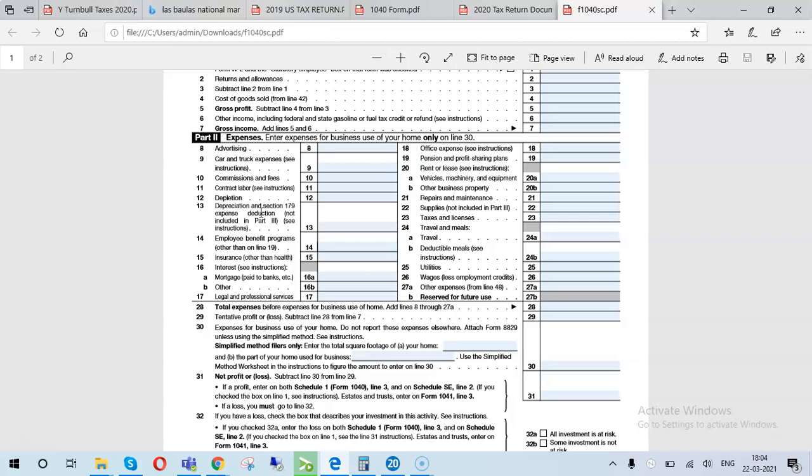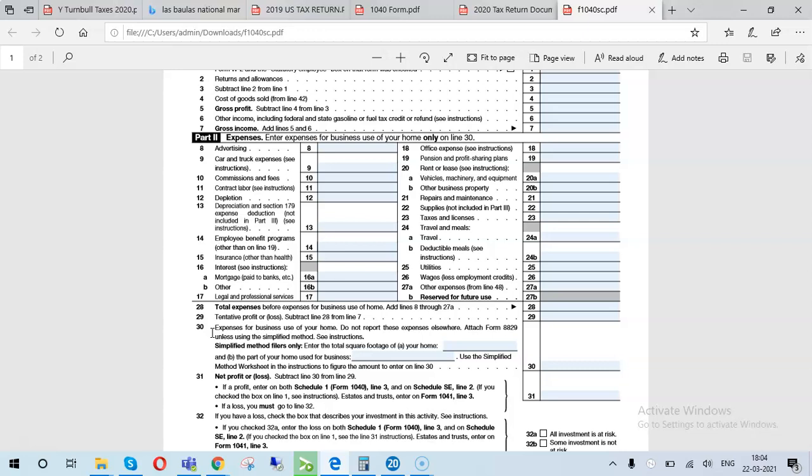Also line 30, expenses for business use of your home. Many sole proprietors operate their business out of their home. In this case, you can qualify for the home office deduction, and for this you need to attach Form 8829. This requires Publication 587 for the home office deduction.